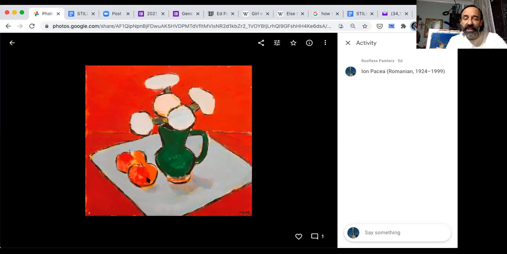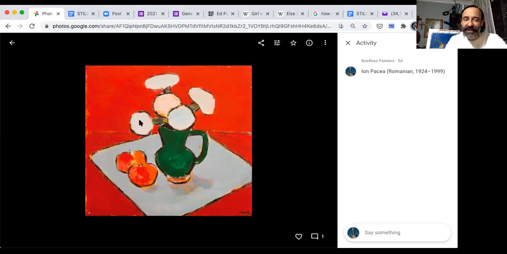So always think perspective is not just vanishing points and diagonal lines. It could be done with many tricks. So this is a good example, in a very simple way, of forward and behind. Same thing with the flowers.